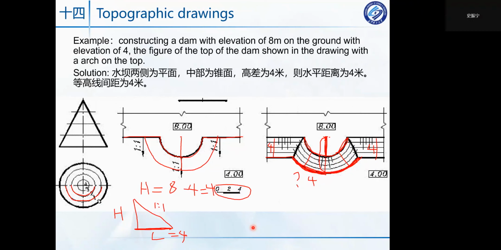Okay, so the time is not enough, so I will tell you how to draw the other part. Because this part, this distance, is 4.